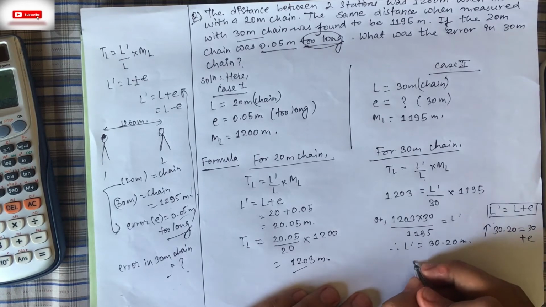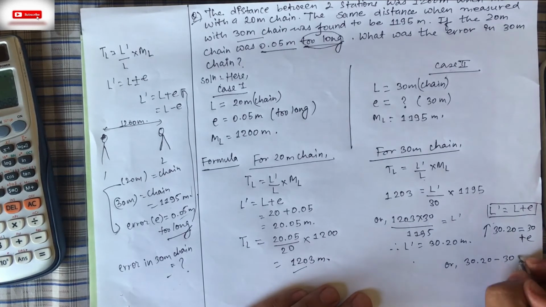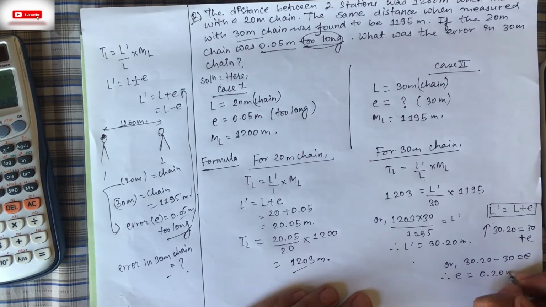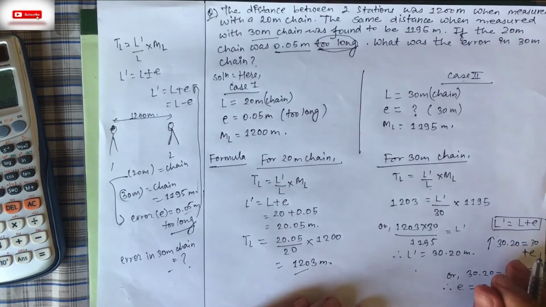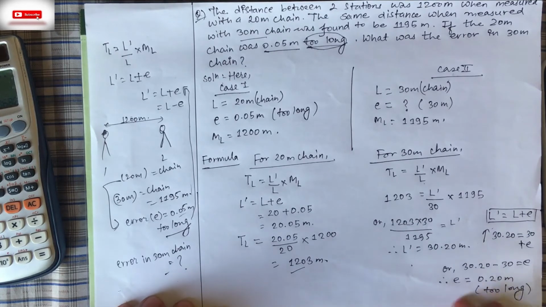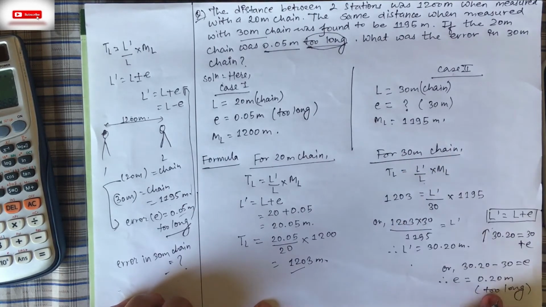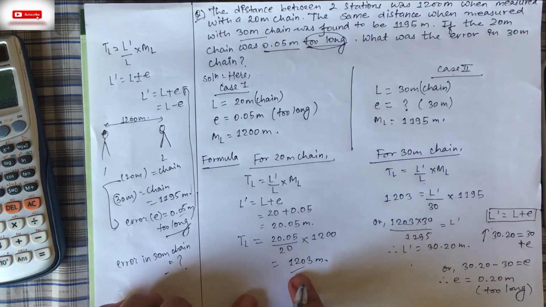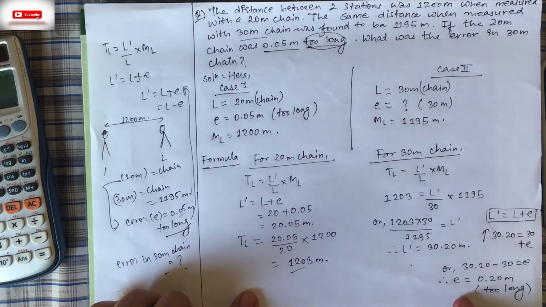So again, 30.20 minus 30 is equal to error. Therefore error is equal to 0.20 meter. It's coming positive, so too long. Okay, finally we get the value. Our error for the 30 meter chain is 0.20 meter and the error for the 20 meter chain is 0.05 meter, which is given, and we found only the error in the 30 meter chain. So this is our answer.